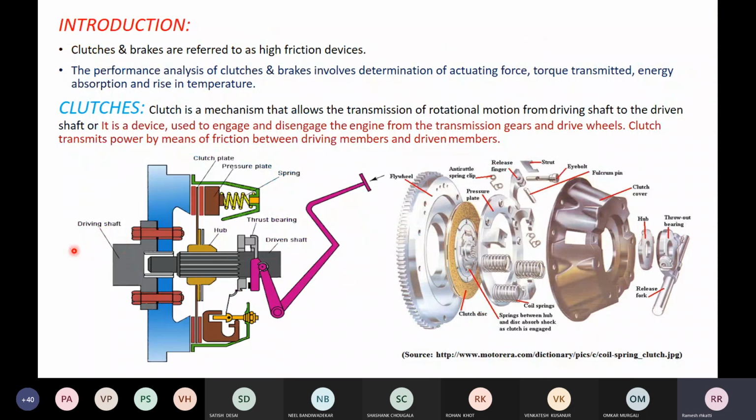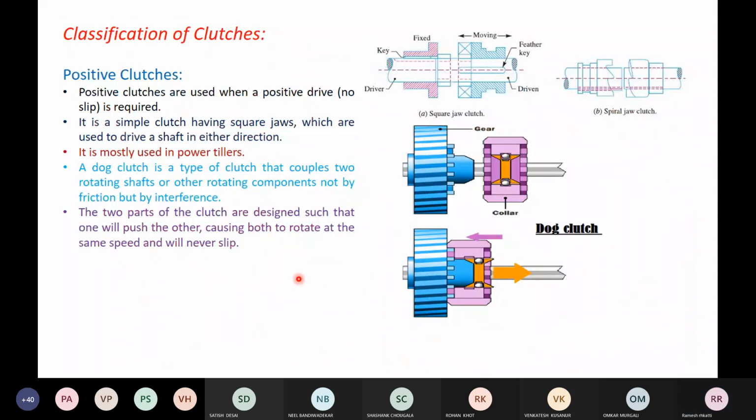Here, this driving shaft is connected to the engine, and this is a driven shaft. The clutch is going to drive this. It is a simple clutch which has square jaws used to drive a shaft in either direction. And where can you use these positive clutches? It is mostly used in power tillers.